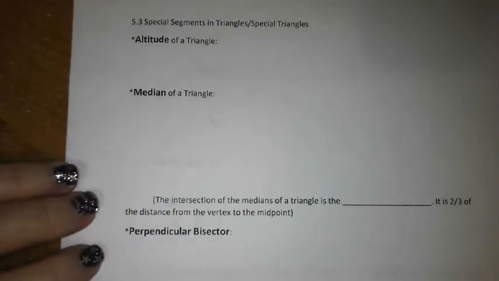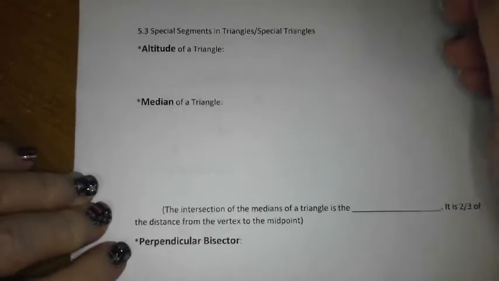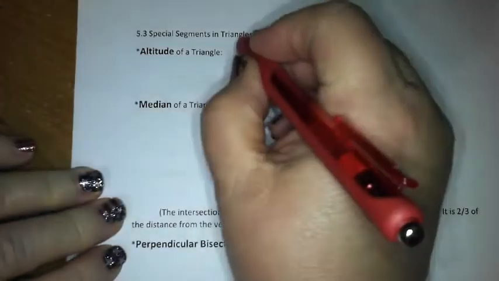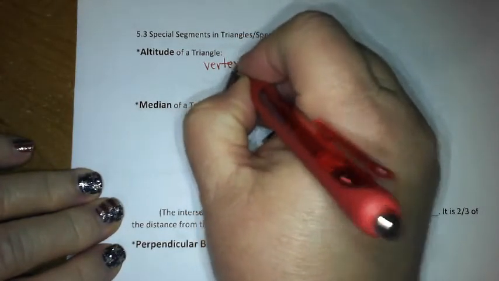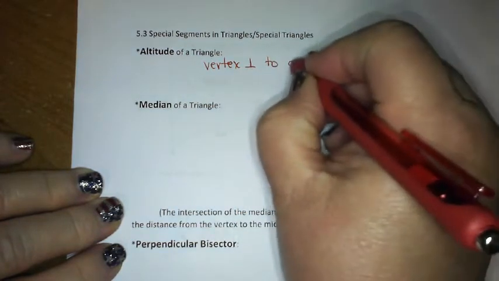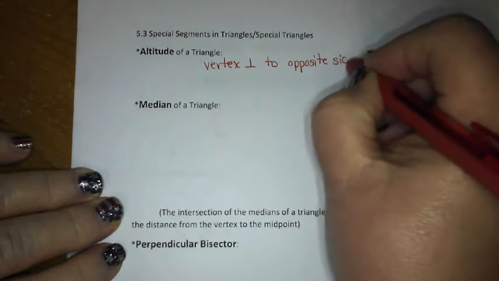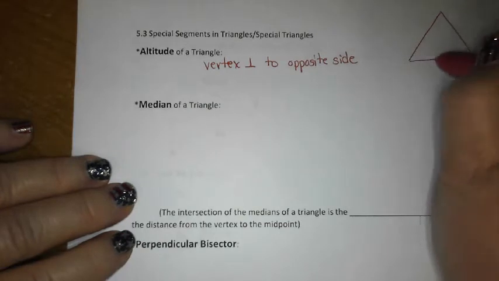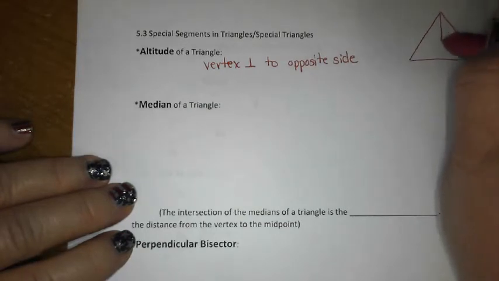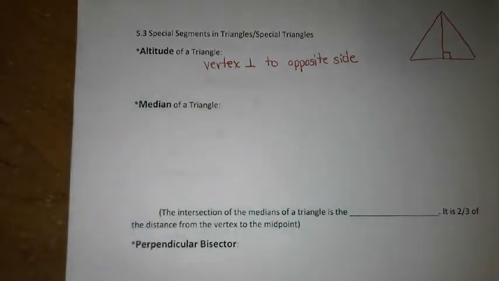Okay, we're going to talk about special segments in triangles, and we're going to start with the altitude of a triangle. The altitude of a triangle extends from the vertex, and it is perpendicular to the opposite side. And you've probably already seen this with regard to an equilateral triangle when we drew an altitude perpendicular to the other side. That was the height of the triangle.